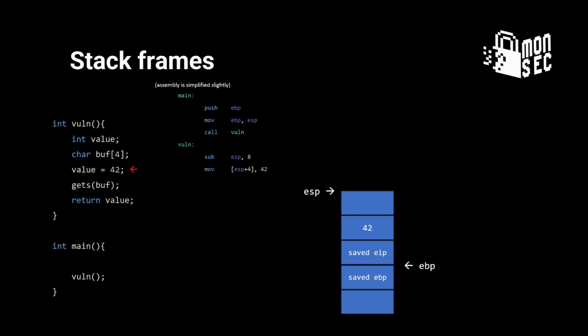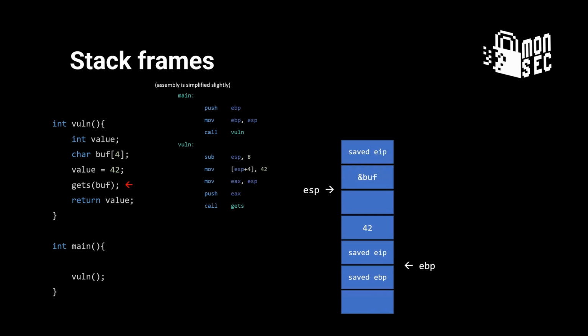So if you imagine that this value here is pointed to, or dereferenced, by ESP plus 0, and this is ESP plus 4, the value 42 is then moved into this address, which is where the value variable is assumed to be stored.